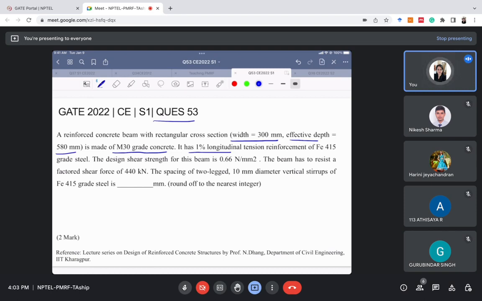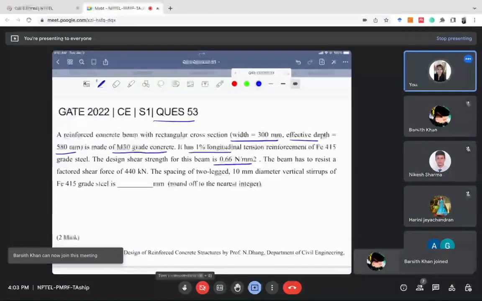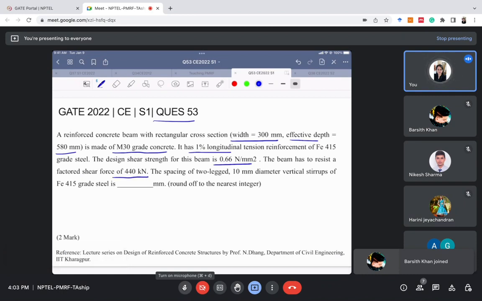The design shear strength for this beam is given, which is 0.66 Newton per mm square. The beam has to resist a factored shear force of 440 kN. The spacing of two-legged 10 mm diameter vertical stirrups of Fe415 grade is what, in mm? We have to give the spacing of vertical stirrups, and the grade of steel for the stirrups is Fe415, and we have to give our answer in millimeter by rounding it off to the nearest integer.